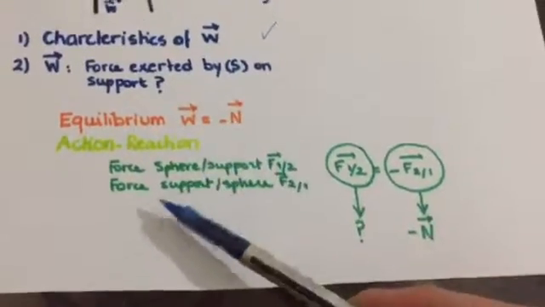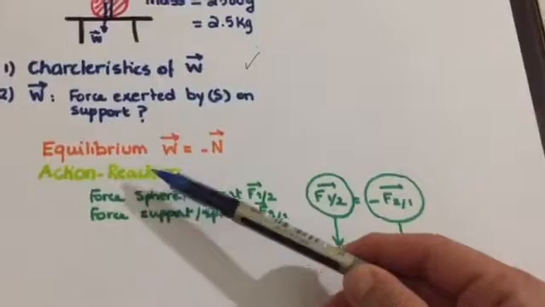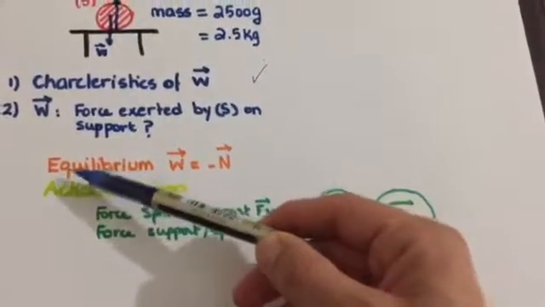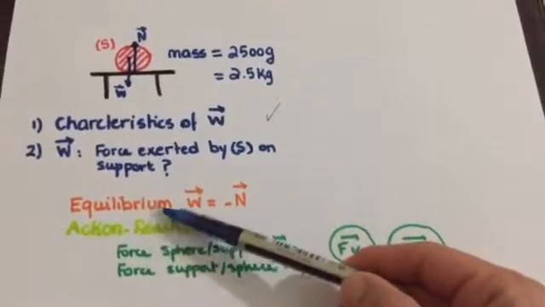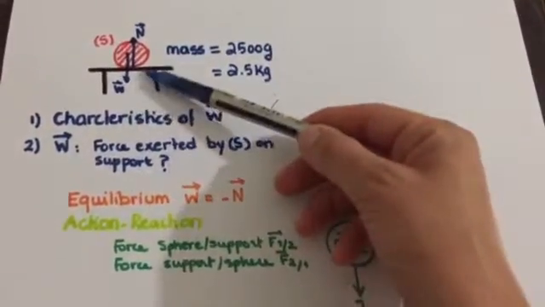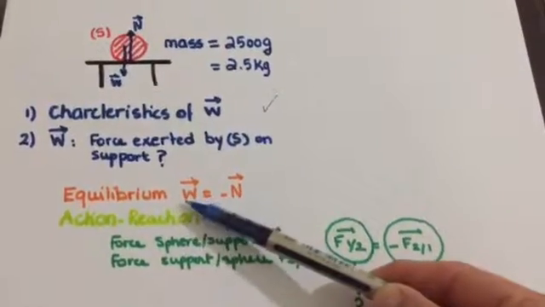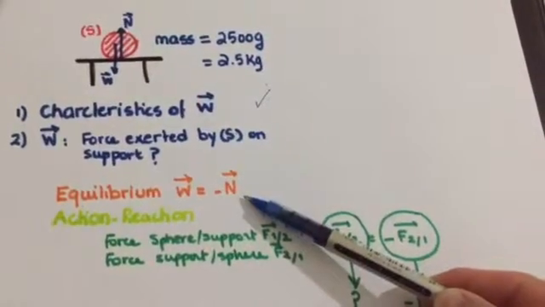You can follow two strategies, or you can think of your problem in two parts. Part 1, you have to think about equilibrium, and then the two forces on your sphere are the weight and the normal. This is the equilibrium condition, W equals minus N.